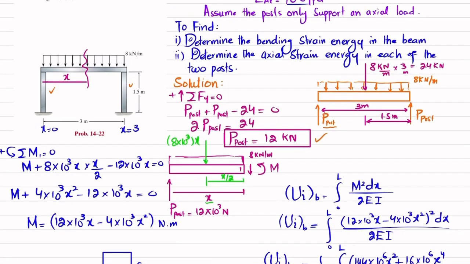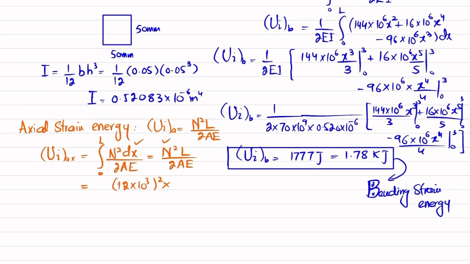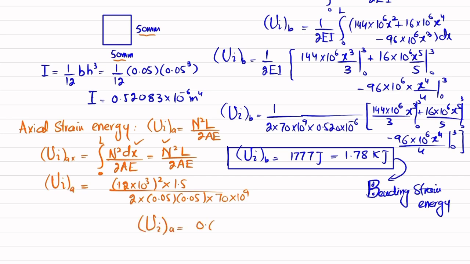And length of each post is 1.5 meter. So 1.5 divided by 2 times area. Area of this cross section is given. So area is 0.05 multiplied by 0.05. And E is 70 gigapascal, 70 into 10 to the power 9. That is due to axial loading. So when you calculate it, you will get strain energy due to axial loading comes out to be 0.617 joule. So this is the amount of strain energy that will be stored in each of the posts.